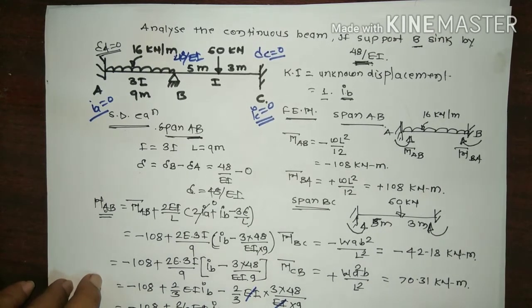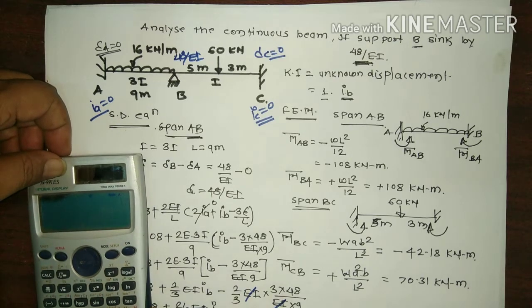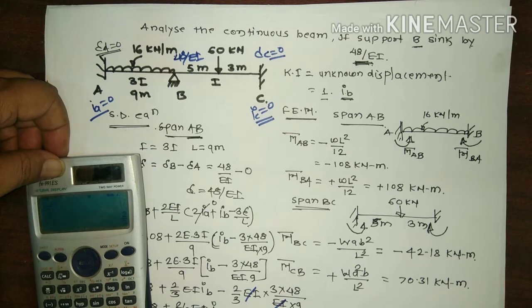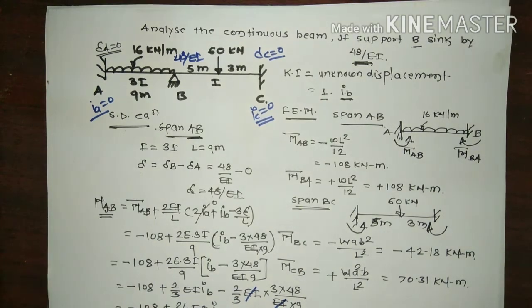if you calculate this value, this becomes what? 2 by 3 into 3 into 48 divided by 9. 2 by 3 into 3 into 48 divided by the 9. So this value is what? It is 10.67.